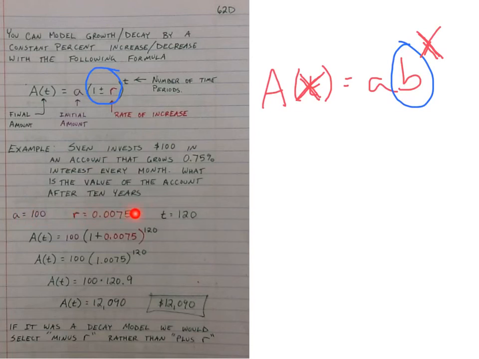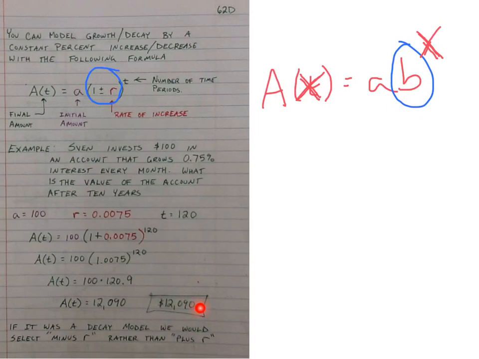Our rate of increase is it's going up 0.75%. So our rate of increase is 0.0075. And then the number of time periods, we're going for 10 years, but the interest is every month, so we are covering 120 time periods. We plug those values into the equation and go through the process of simplifying it, and we find out that after 10 years, Sven's $100 has grown to $12,000. This is not a bad investment. Roughly a 9% annual interest rate.